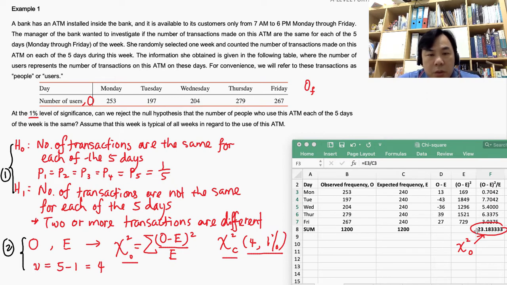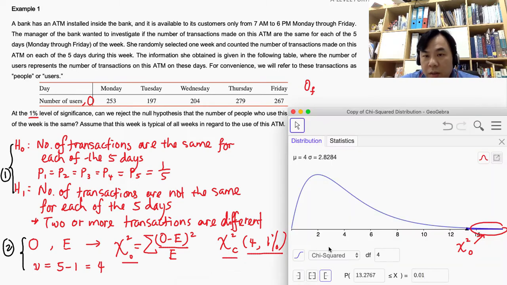Now, next, I'm going to show you two different ways to do this. The first way is by using software. Okay, of course, we can't use this in the exam, right? So for the first one, the software, we have already found that the degree of freedom is actually 4 because there are 5 categories. Degree of freedom is 4, and then the significance level is 1%. We are looking at the right-hand tail. So 1% is here, so that is a very small region there. Okay, and then we are going to check the critical chi-square value.